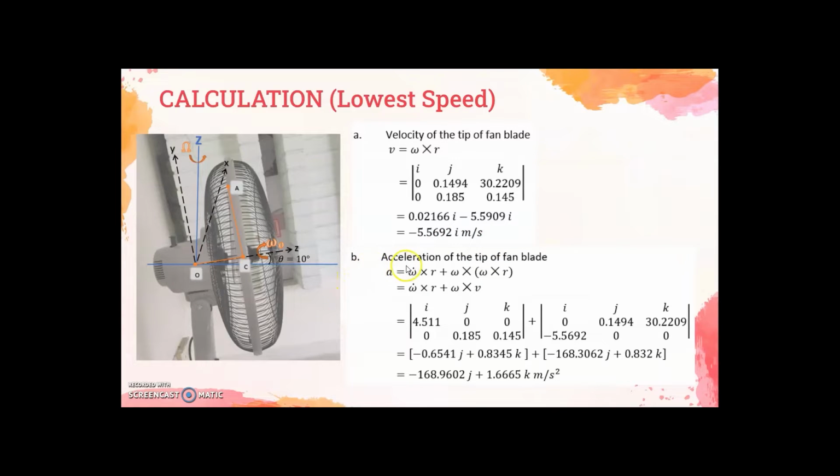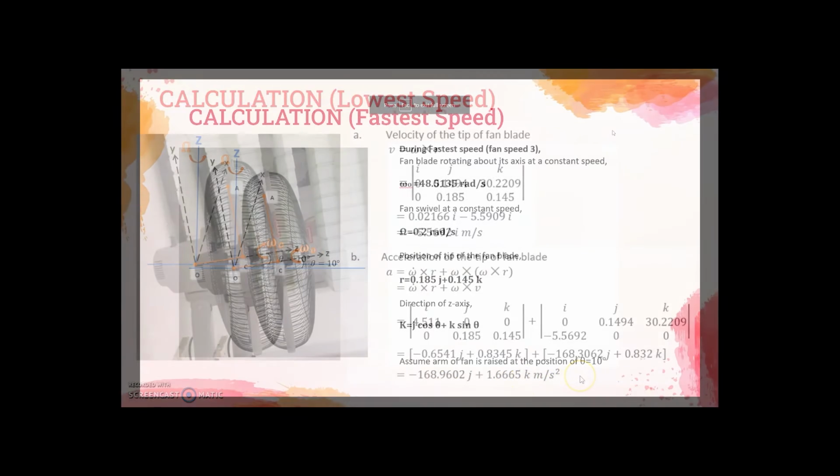Finally, we calculate the acceleration of the tip of the fan blade. The acceleration is equal to the angular acceleration, which is the derivative of the angular velocity, cross product with the position of the tip of the fan blade, plus the omega cross product with the velocity. Here, omega cross product with r is the velocity of the tip of the fan blade we have calculated just now. Finally, we will get the answer for the acceleration of the tip of the fan blade equal to negative 168.9602 j plus 1.6665 k meter per second squared.